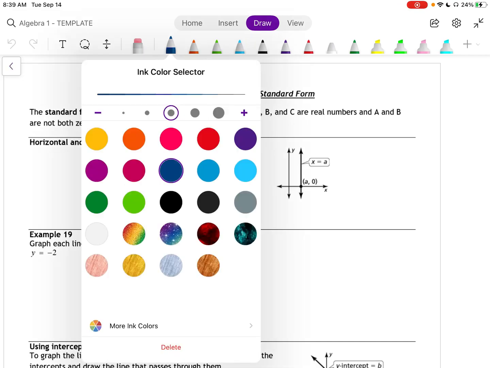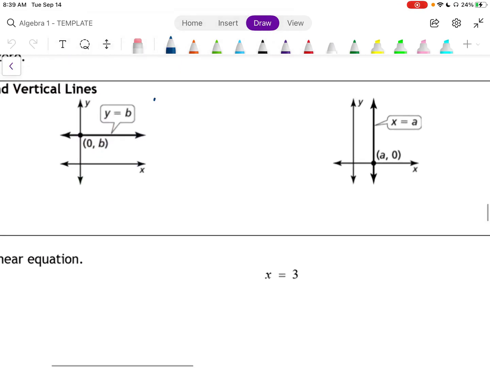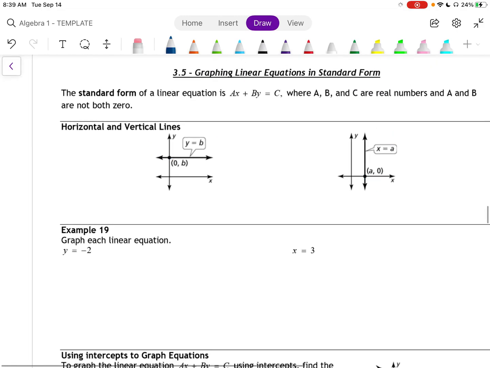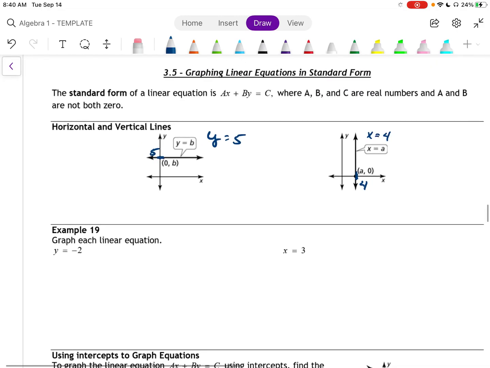A horizontal line, y equals b, is a horizontal line going through whatever that number is. So like this could be y equals 5, and this would be the 5 there. X equals a is a vertical line. So if this was x equals 4, then right there that would be at 4 on the x-axis. All right. Horizontal lines are y equals. Vertical lines are x equals.